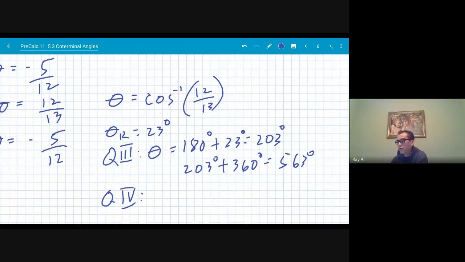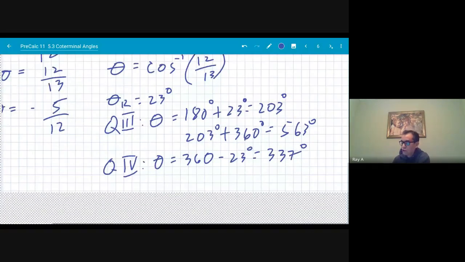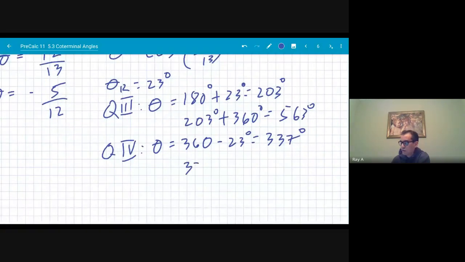With quadrant 4, once again, our reference angle is 23 degrees. Therefore, in quadrant 4, theta would be 360 minus 23 degrees, and that would give you 337 degrees. And again, if you make another full turn, it will be 337 plus 360, which gives you 697 degrees.